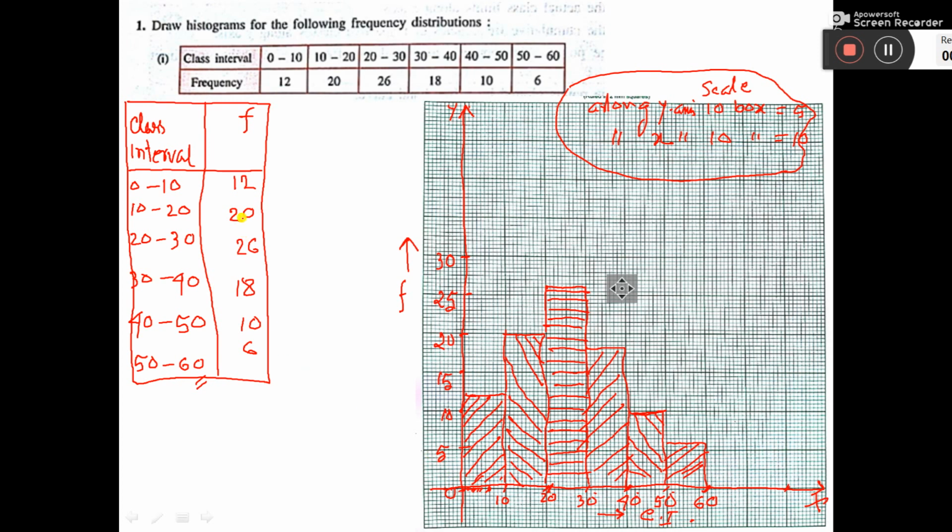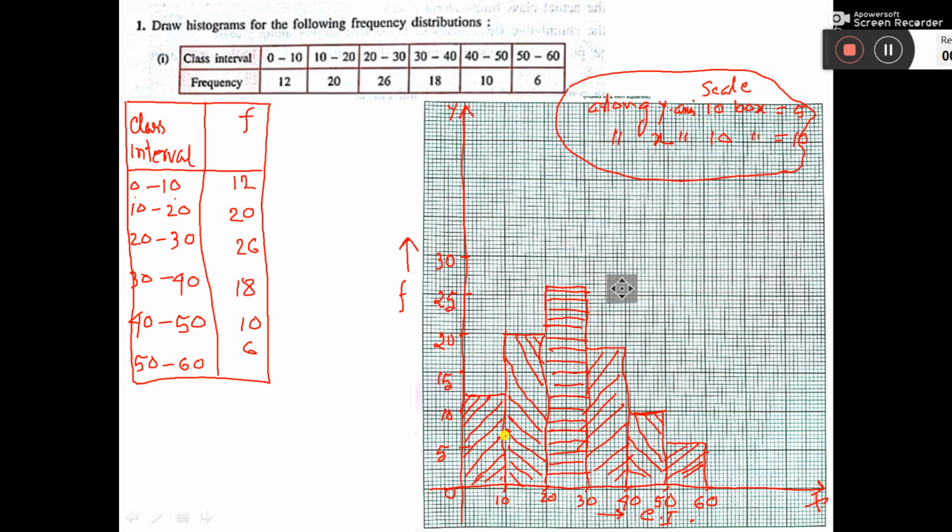Similarly, you see the frequency. The maximum frequency you see is 26. So you take it in such a way that it covers more than half or more than 2/3. Here you see the point and make a rectangle. See, 0 to 10 it is 12.